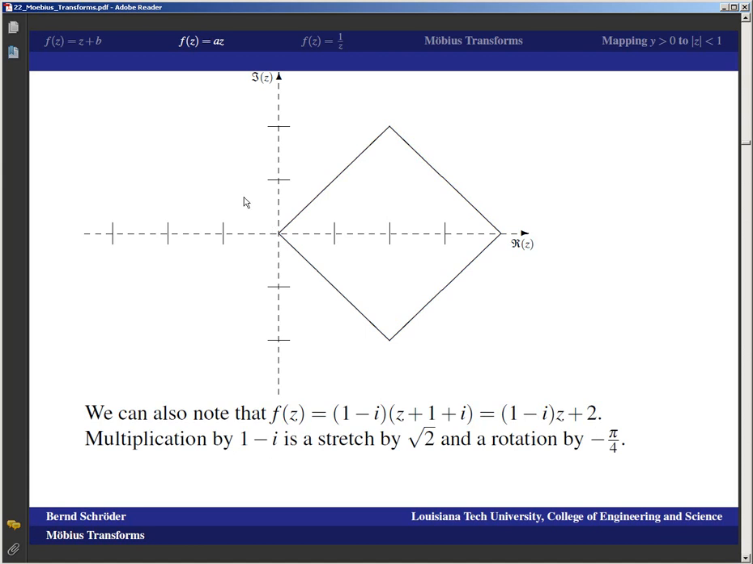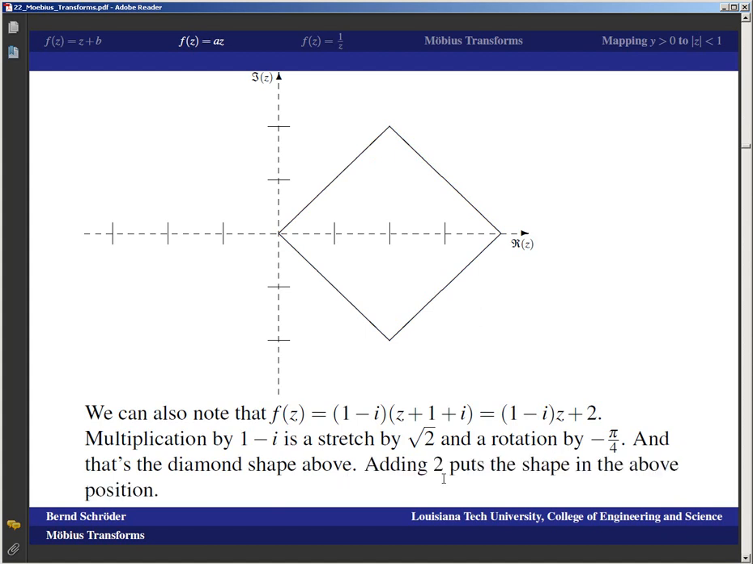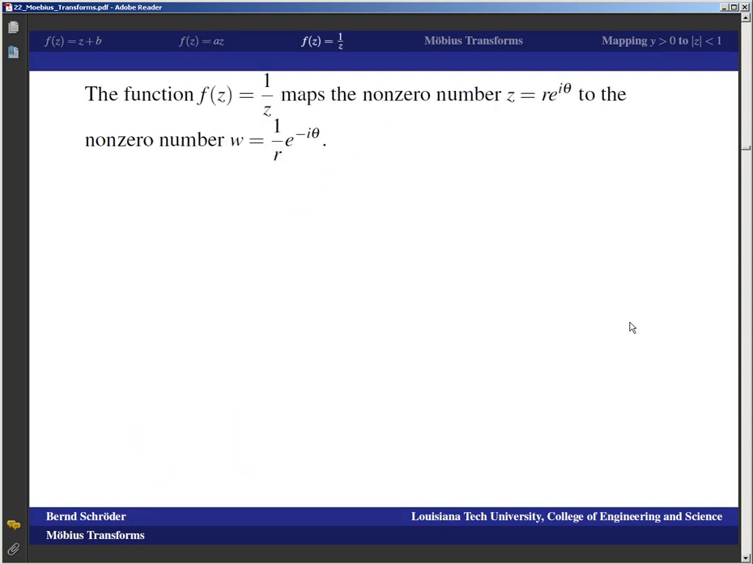So it would first stretch the square that is still centered at the origin and then rotate it into a diamond shape. And adding 2 puts the shape in the right position for us. So there are several ways to get these geometric answers here, as long as the way you obtain the answer is justifiable, everything is fine.